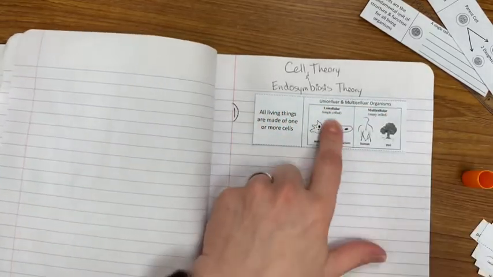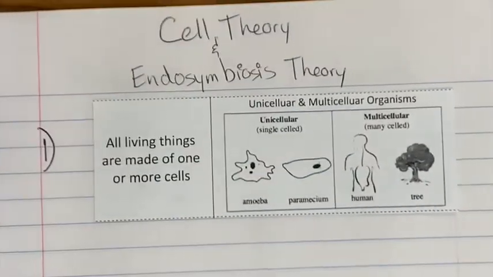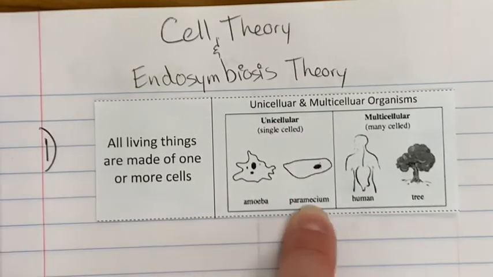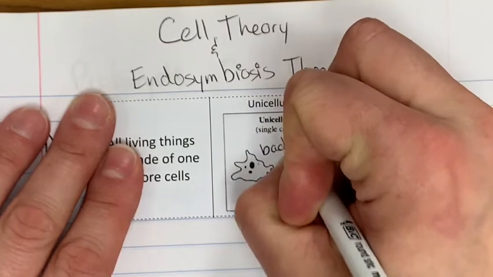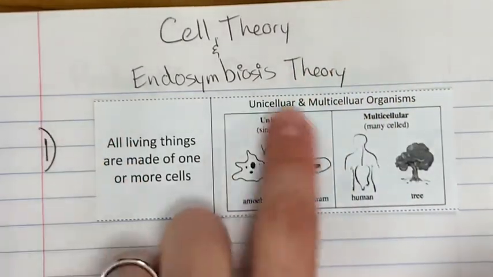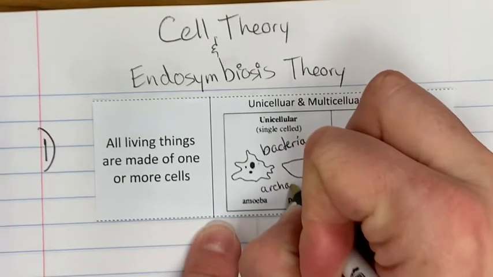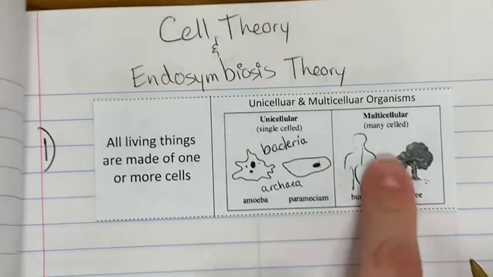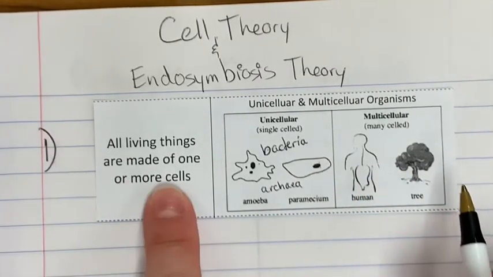So we have some of our 1-cell organisms. Okay. Single cellular, unicellular, single-celled organisms, amoebas, paramecium, bacteria. All right, those are all in the category of unicellular. Archaea as well. We've talked about those. These are unicellular type organisms. Multicellular, many cells in one living thing. Every living thing is made of cells.